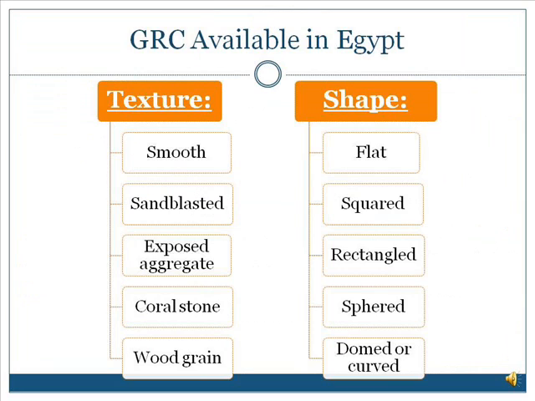There are different types of GRC available in Egypt. They have different textures ranging from smooth to wood grained and different shapes ranging from flat to domed or curved, and we will see different shapes that are applied in different sites in Egypt later in the slide.